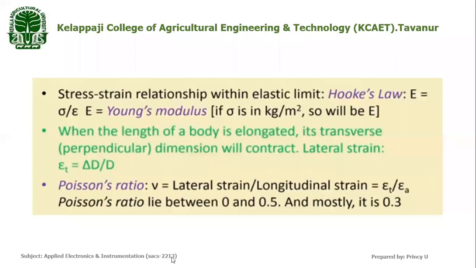Okay, so when a body is elongated, there will be some change in its dimension. If we elongate a solid material, there will be a small decrease in its area and some increase in length. So lateral strain is represented as change in dimension per its previous dimension. And there is another term, Poisson's ratio, which is represented as nu, which is lateral strain by longitudinal strain. These are some terms to express our strain.